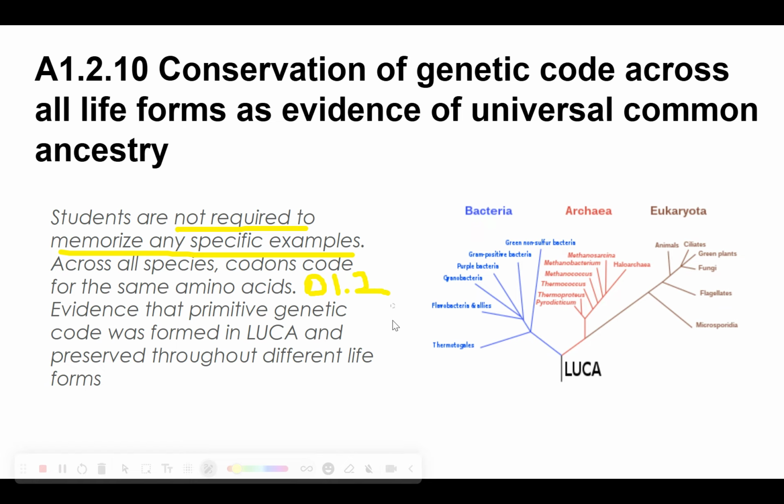Evidence that primitive genetic code was formed in LUCA, which stands for the Last Universal Common Ancestor. I'm going to see if I can get my pen going. Last Universal Common Ancestor. And preserved throughout different life forms. So the same amino acids that are present in LUCA are present in all bacteria, all archaea, and all eukaryota that are found in modern day life.